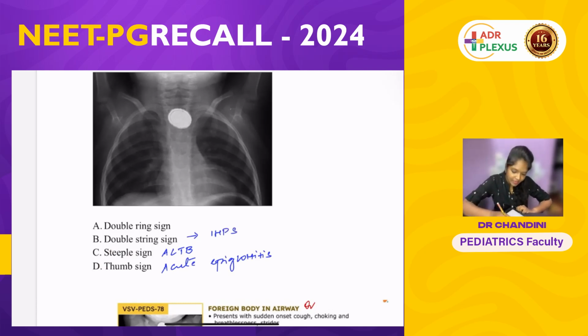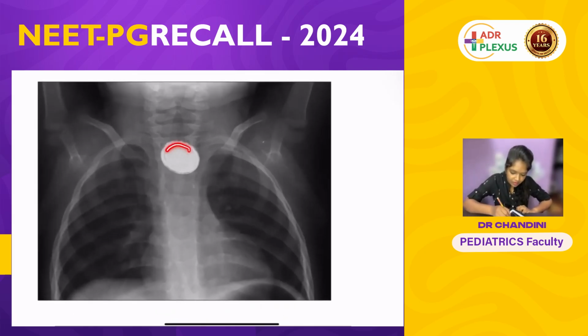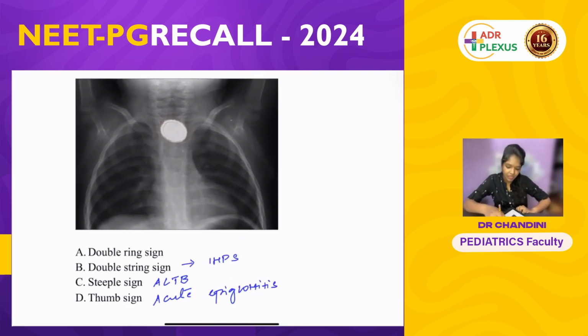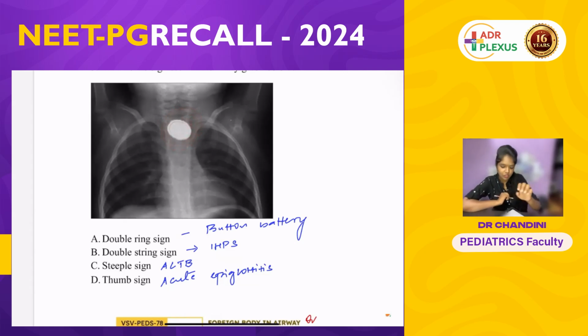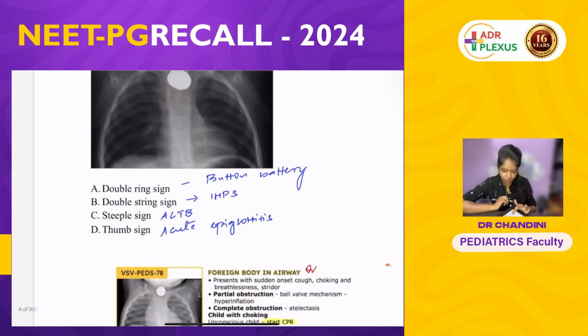Double ring sign is what is seen here. Can you see one ring, and then another ring? Double ring sign is seen in case of a foreign body, that is the button battery. Where is the button battery? As I've told you multiple times, when you see a flat object like an O in an anteroposterior view, the location is going to be in the esophagus, O for esophagus. So this is a button battery in the esophagus.